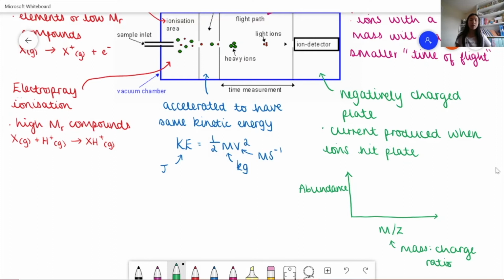And one thing to note is that because current is produced when ions hit the plate, we have the relationship that the number of ions is directly proportional to the amount of current produced.